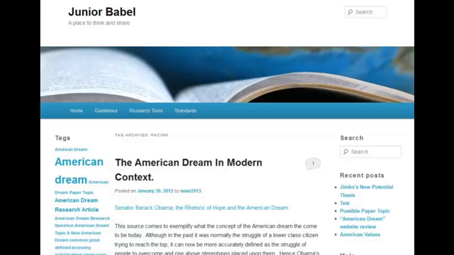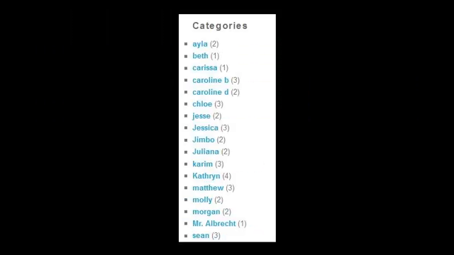In it, they have shared resources for research and posted potential thesis statements and requested feedback. To manage the blog, I realized I could make each student's first name a category for easy sorting and grading.